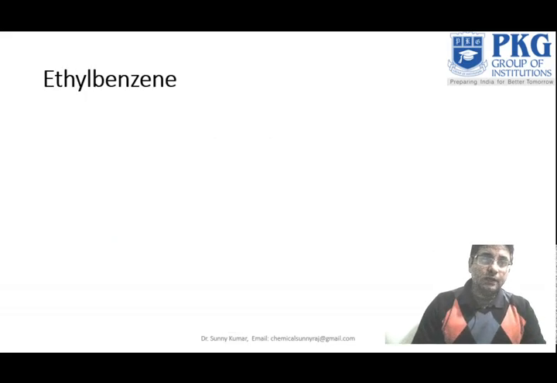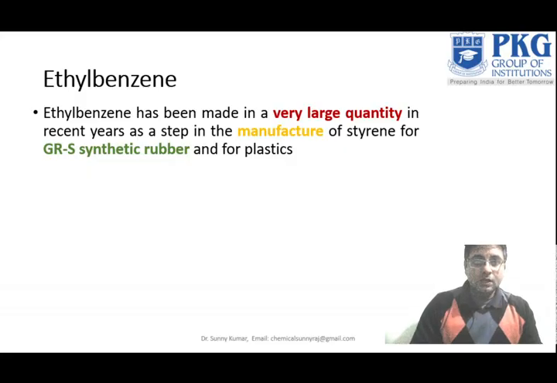Another component we can also produce is ethyl benzene. Ethyl benzene has been made in very large quantity in recent years as a step in the manufacture of styrene for GR-S synthetic rubber and for plastics.